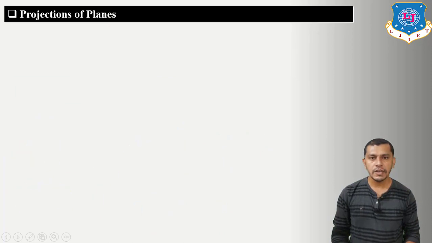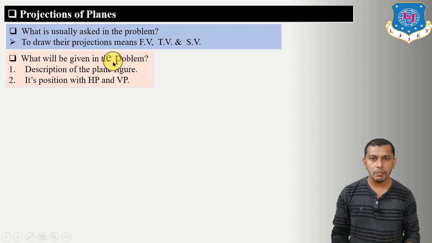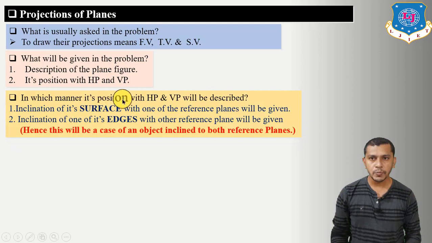So what is usually asked in the problems of projection of planes? It is asked to draw the projections, meaning the front view, top view and the side view of the planes. And what will be given in the problem? The description of the plane figure and its position with HP and VP will be given. The inclination of its surface with one of the reference planes will be given, and the inclination of one of its edges with the other reference plane will be given.